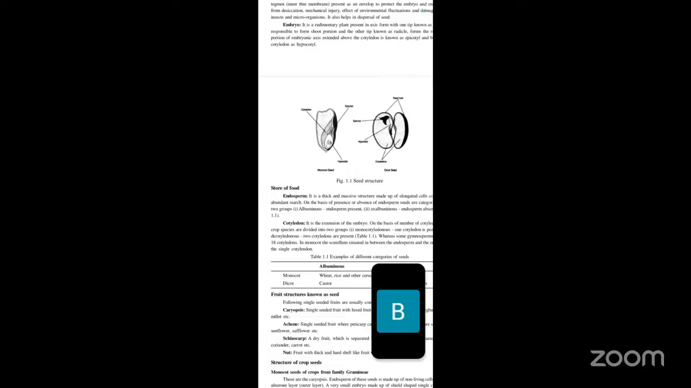Types of dormancy: exogenous dormancy. Next one is endogenous dormancy. Exogenous dormancy means physical, mechanical, and chemical. For the physical type, the seed coats are impermeable to water. Seeds are at low moisture level. Legumes are the example of physical exogenous dormancy.